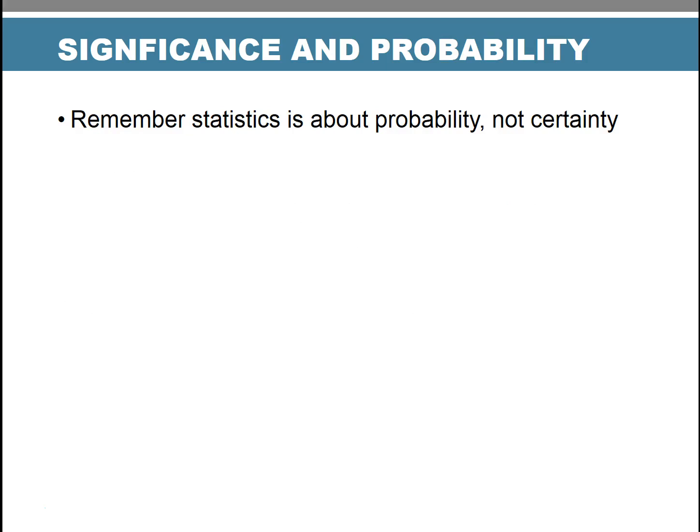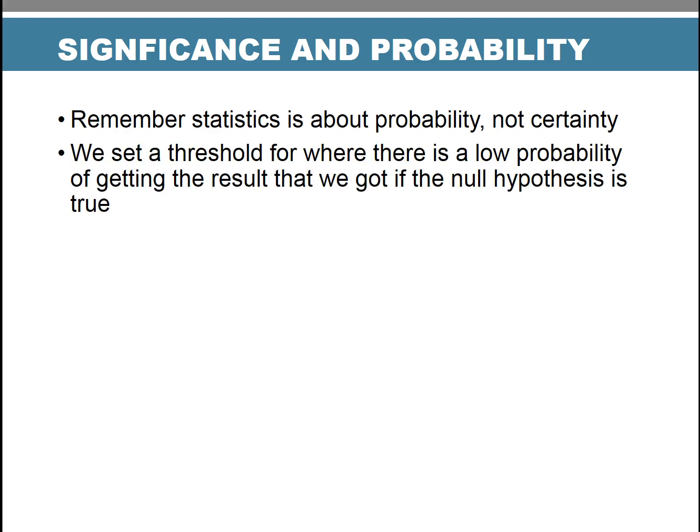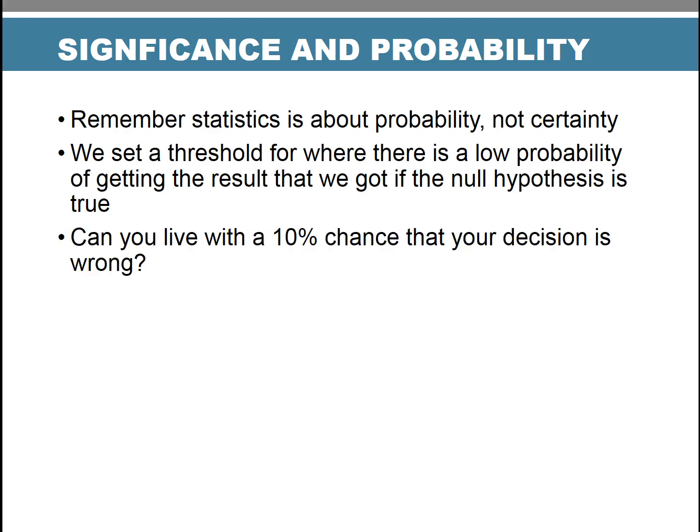Remember, statistics is about probability. It's not about certainty. We can never really know for sure the true state of things because we're not sampling the entire population. We're dealing with samples. Because of that, we have to set a threshold for where there's a low probability of getting the result that we got if our null hypothesis is true. You have to ask yourself, can you live with a 10% chance that your decision is wrong? What about a 20% chance that your decision is wrong? The point used by most researchers is a 5% chance, and that's what we're going to set our significance level at. So if we find a result that is significant, we're basically saying that there is a 5% chance of getting a result as extreme as our result if the null hypothesis is true.